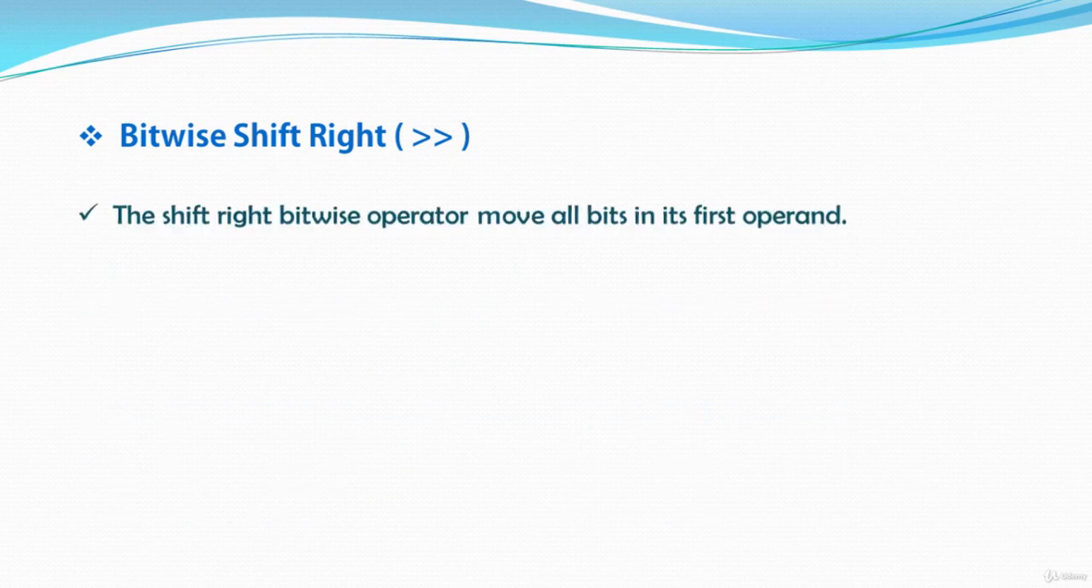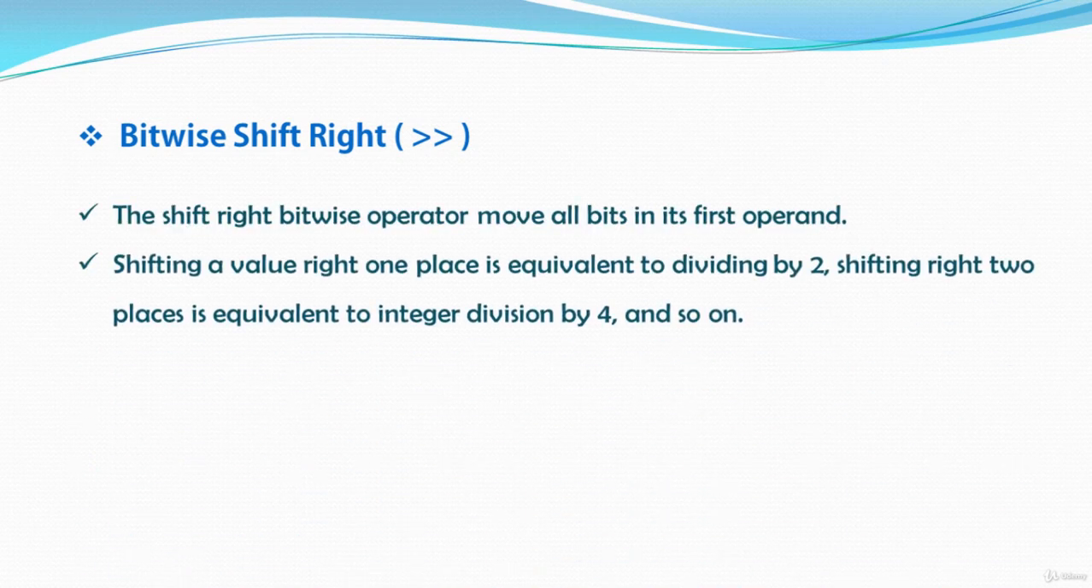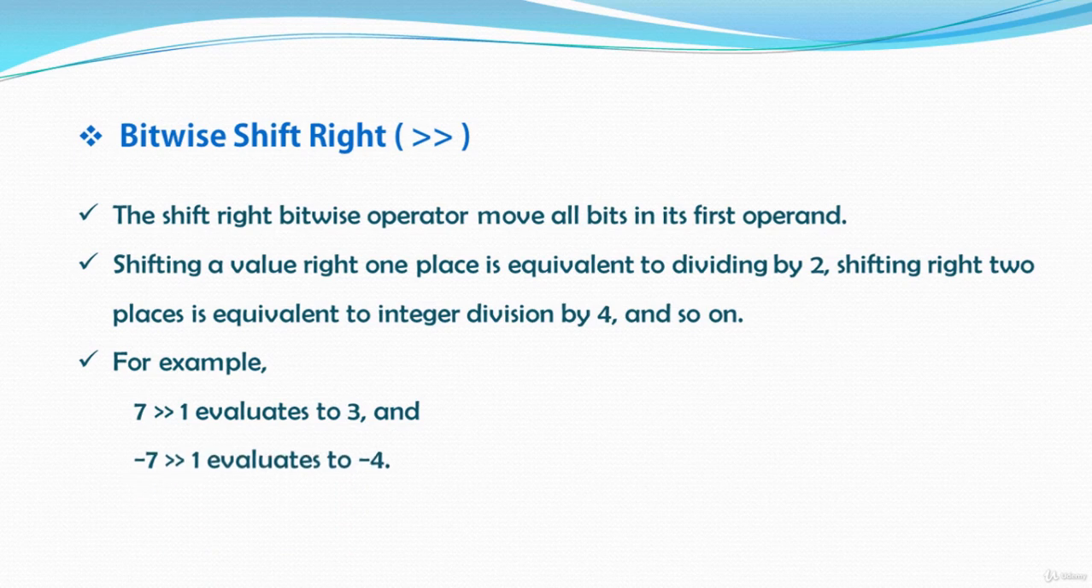The next operator is shift right. The shift right bitwise operator moves all bits in its first operand. Shifting a value right one place is equivalent to dividing by 2. Shifting right 2 places is equivalent to integer division by 4, and so on. For example, 7 shift right 1. When you execute this statement, it evaluates to 3. And if we say minus 7 right shift 1, then it evaluates to minus 4.